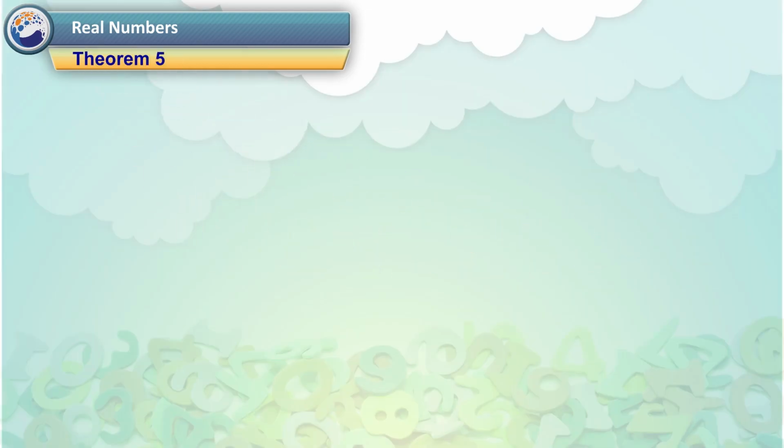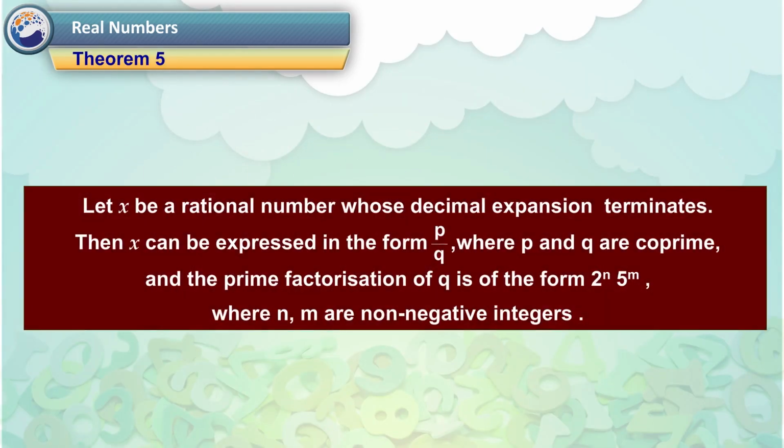Theorem 5. Let x be a rational number whose decimal expansion terminates. Then x can be expressed in the form p by q, where p and q are co-prime, and the prime factorization of q is of the form 2 raised to n into 5 raised to m, where n, m are non-negative integers.